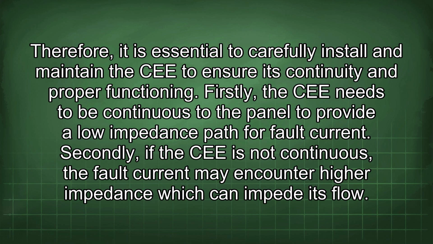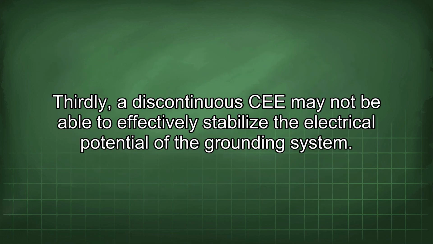Firstly, the CEE needs to be continuous to the panel to provide a low impedance path for fault current. Secondly, if the CEE is not continuous, the fault current may encounter higher impedance, which can impede its flow. Thirdly, a discontinuous CEE may not be able to effectively stabilize the electrical potential of the grounding system.